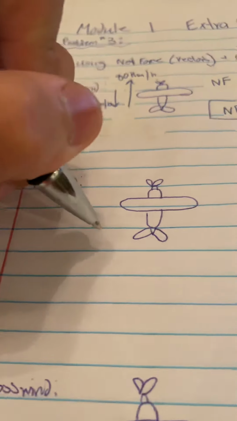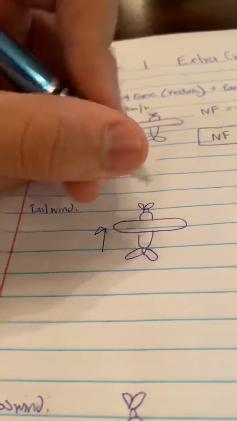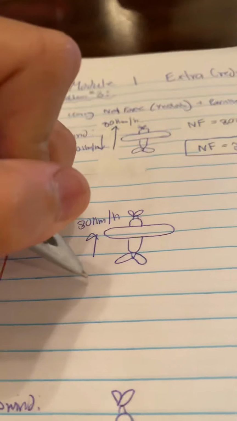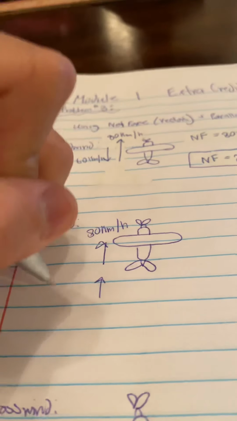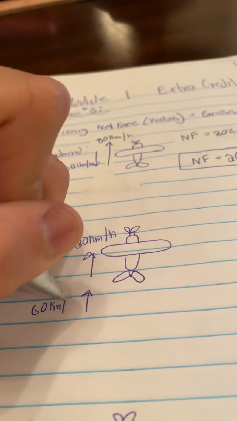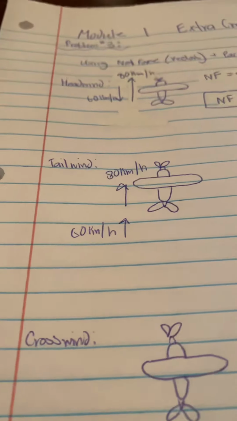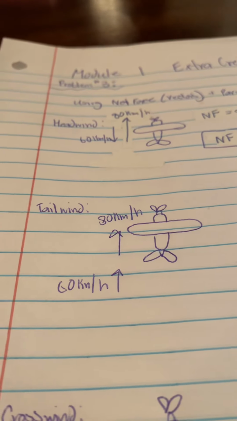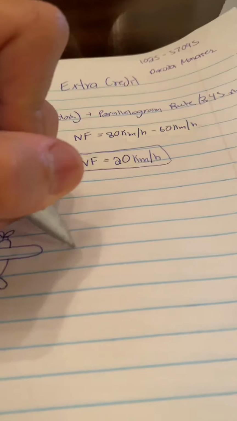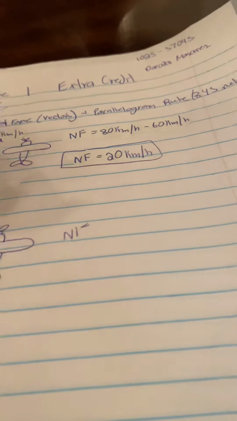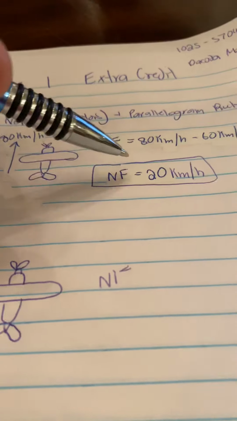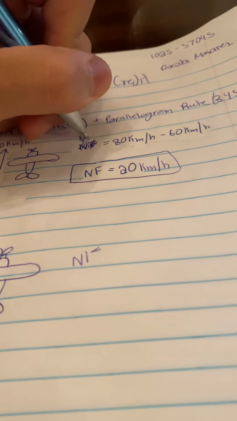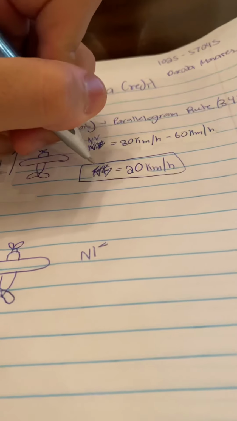Okay, now I'll work out tailwind. Like we mentioned, the airplane was going at 80 kilometers an hour this way. Tailwind goes with the airplane. So tailwind is going 60 kilometers an hour. Here you can see both vectors are going in the same direction. Since they're going in the same direction, you get the overall net velocity, or net speed. Sorry, not net force, net velocity.